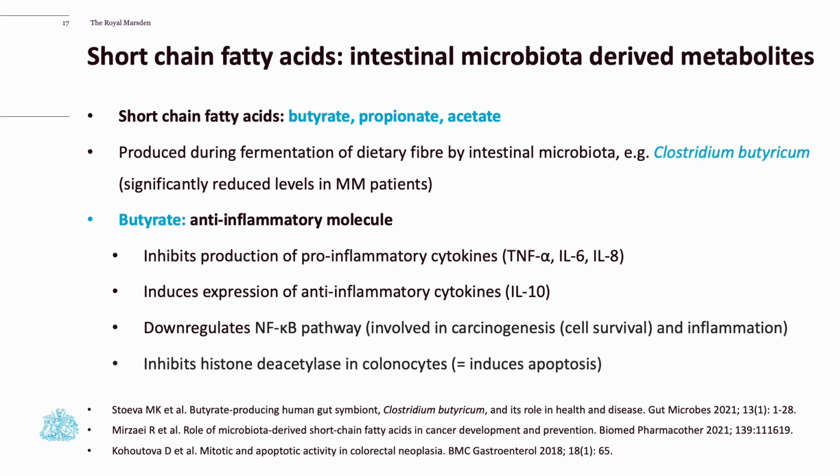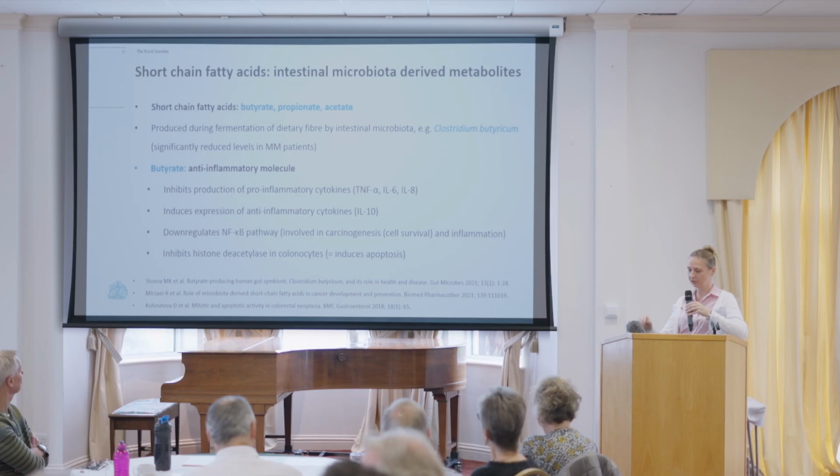I mentioned the NF-kappa B pathway already. This pathway was discovered in 1986, a very important one, which leads to carcinogenesis, leads to inflammation, and butyrate can downregulate this pathway. Further, butyrate can inhibit histone deacetylase in colonocytes. That means it does induce apoptosis, programmed cell death, which is needed, for example, in the adenomatous tissue.